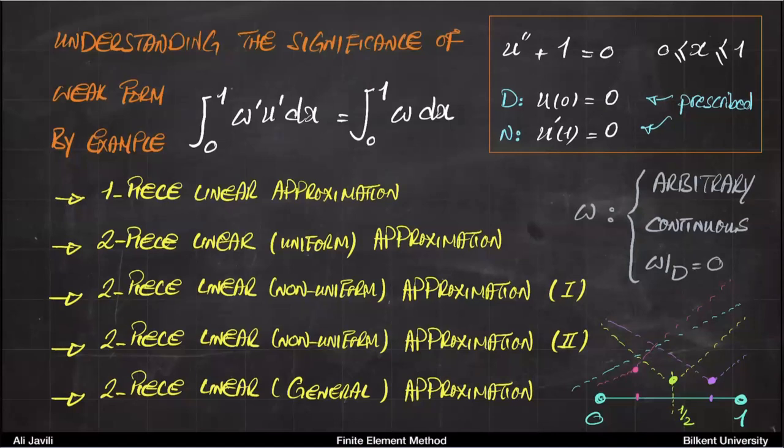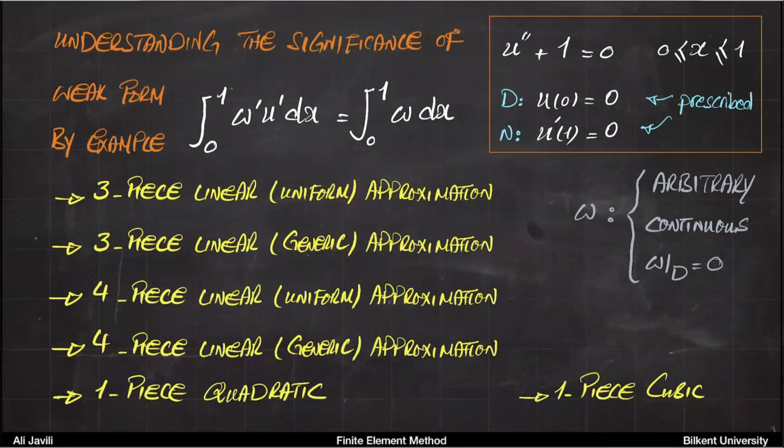And after we are done with that and we get this unified view, then we play with a three piece approximation. And we do it first uniformly, and then we do it generically. And then we do the same game for a four piece approximation. Then we do a quadratic approximation, and we do a cubic approximation. As I mentioned, this is a very long exercise to explain what's going on in the finite element method methodology part.